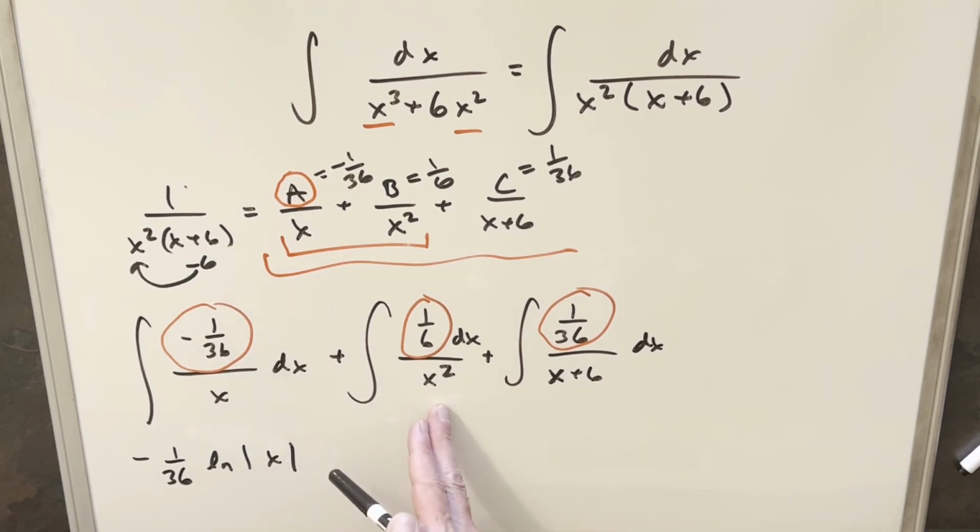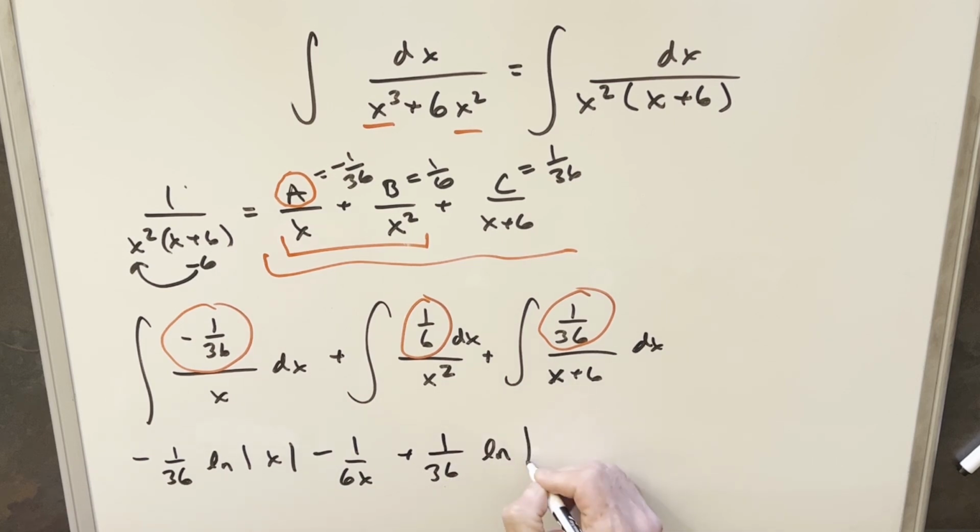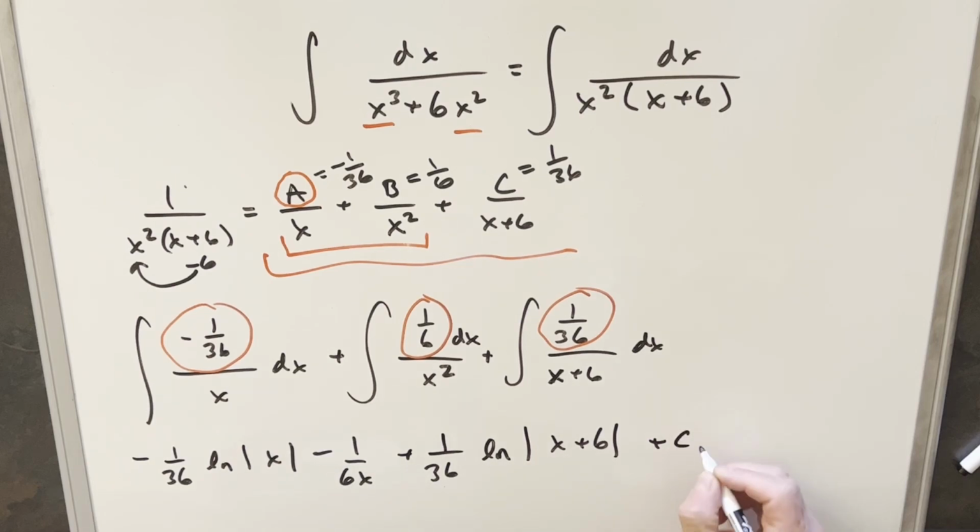So when I integrate 1/6 over x squared, I'm going to have minus 1 over 6x. And then for this last term, we're going to have 1 over 36 natural log absolute value x plus 6. And I'll just add a plus c on the end, and that's it.